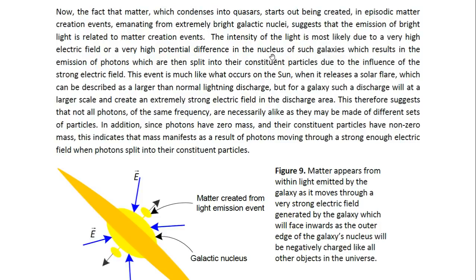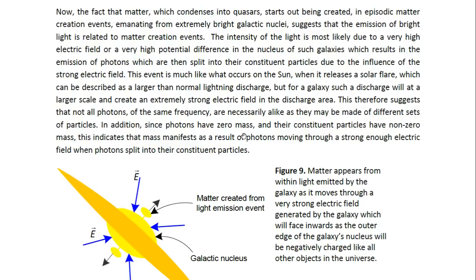So the intensity of the light is most likely due to a very high electric field or a very high potential difference in the nucleus of these galaxies, and this causes the emission of these photons, which then split into their constituent particles due to the influence of this very strong electric field. This event is much like what occurs on the sun when it releases a solar flare, which can be described as larger than a normal lightning discharge. But for a galaxy, such a discharge will be at a larger scale and create an extremely strong electric field in the discharge area. This therefore suggests that not all photons of the same frequency are necessarily alike, as they may be made of different sets of particles.